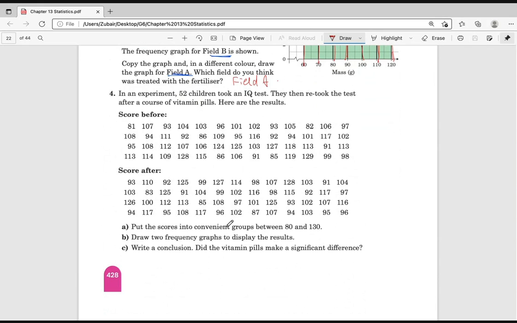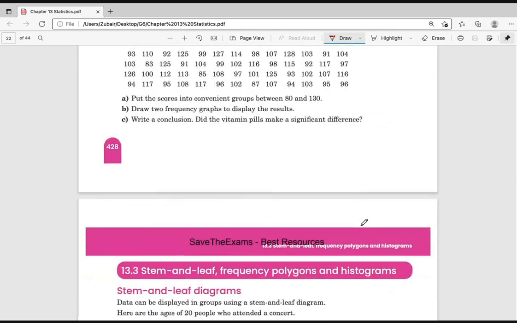A says put the scores into convenient groups between 80 to 130. We'll obviously make those classes from 80 to 90, 90 to 100, 100 to 110, and then to 120. B part says draw it, suppose done. Write a conclusion. So we would be able to compare those heights if they are scoring more or not. If they are scoring more, we could say that the vitamin pills were effective.